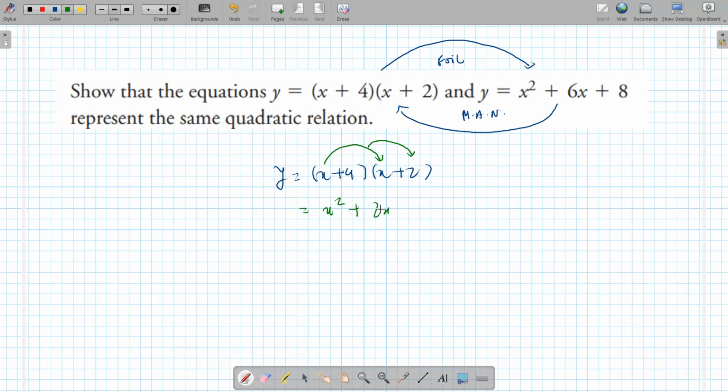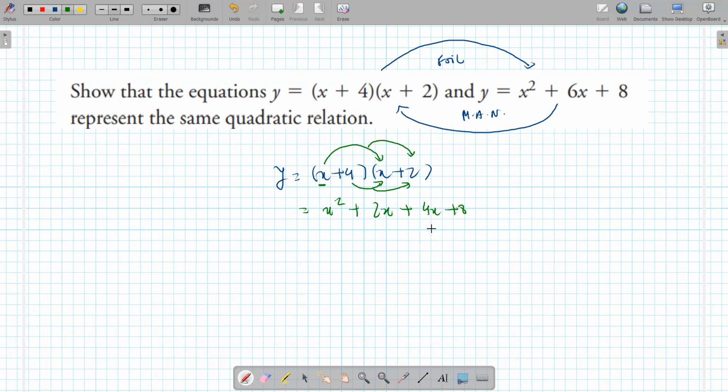2x. 2x. So we've dealt with the first thing here. Now we're going to go this way. 4 times x and 4 times 2. What's 4 times x? 4x. And then the last guy is 4 times 2, which is an 8.